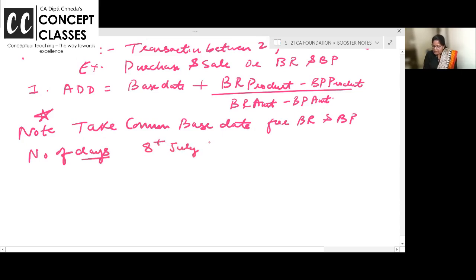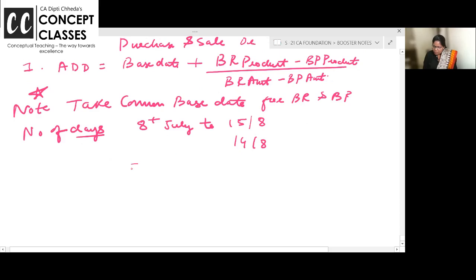8 July to 15th August. So 15th August is holiday. So 14th August. So how will you do? Leave 8. ये सब dialogue लिख के लेके जाओ. Leave 8. So now 31 minus 8. How many days are there in July? ये सब लिखो. This is mind mapping.